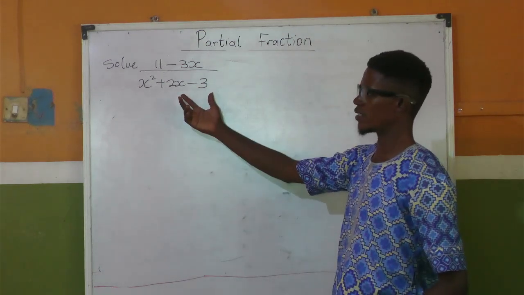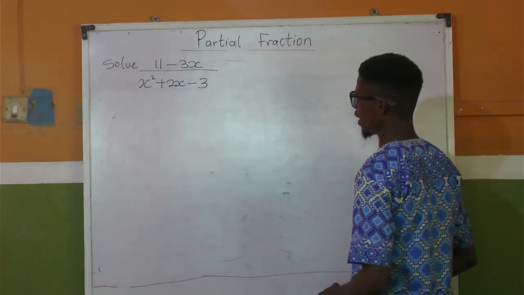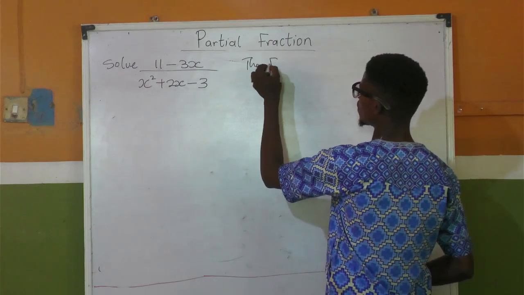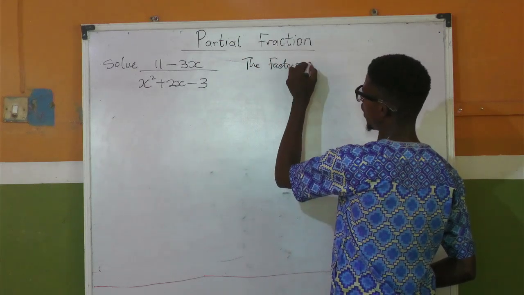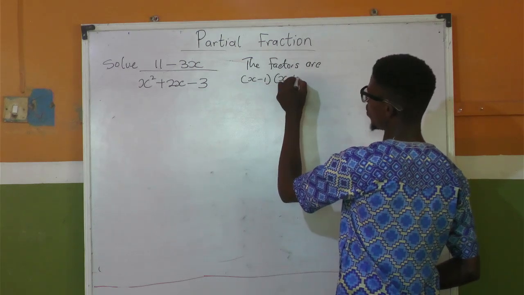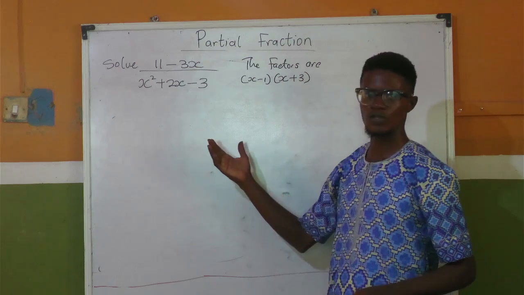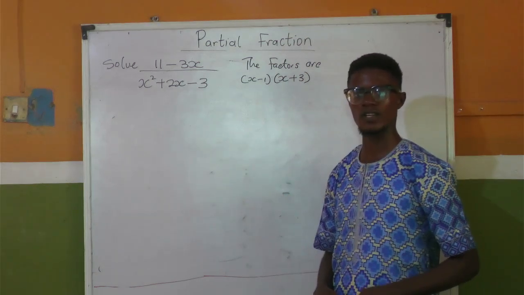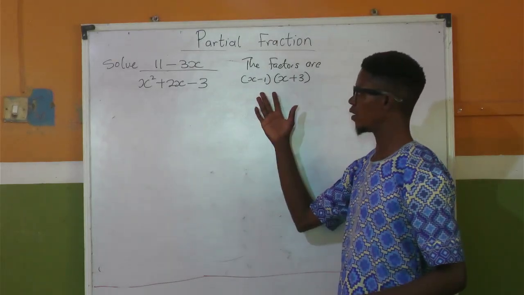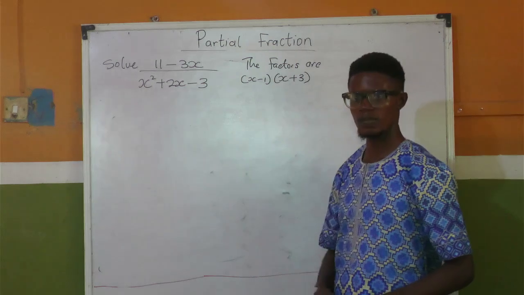So let's check if this has a factor. If you factorize the expression, we should have x minus 1 and x plus 3. So the factors are x minus 1 and x plus 3. I'm not going to go into the details of factorization, but I want you to check out the video I have done on how to factorize a quadratic expression. I think that will give you a window into how I got my x minus 1 and x plus 3.